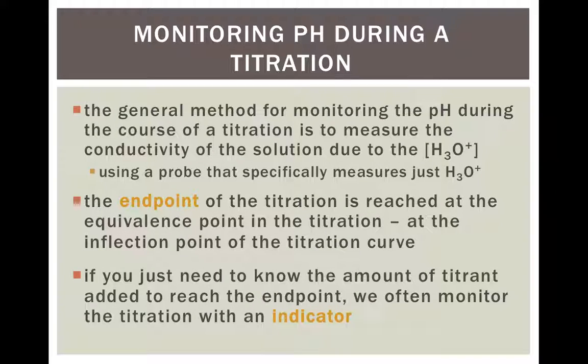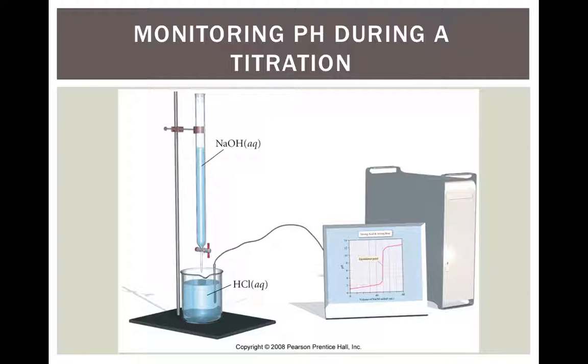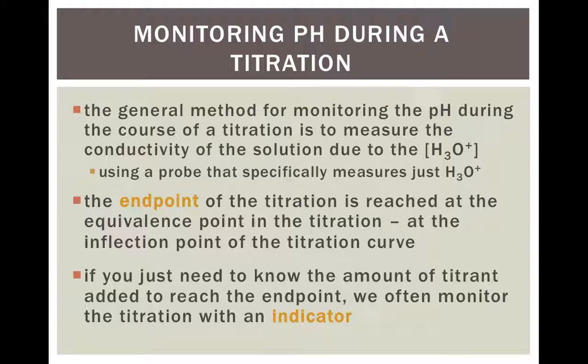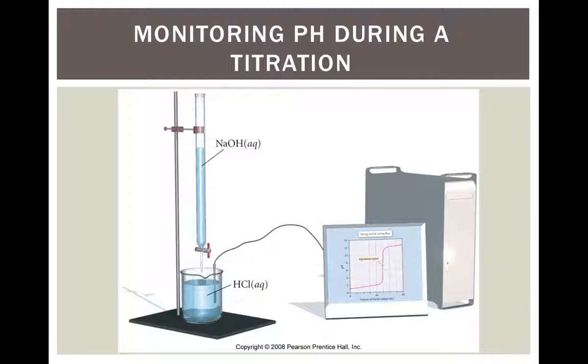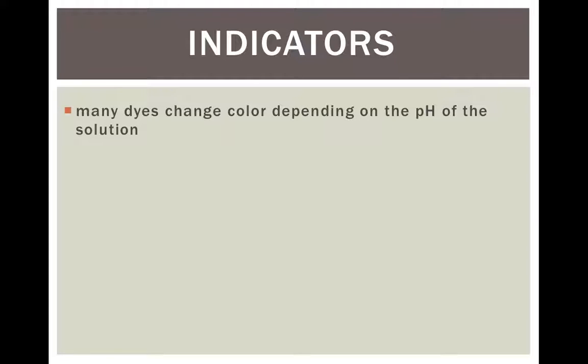The general method for monitoring pH during a titration is to measure the conductivity of the solution. The endpoint is reached when the equivalence point of the titration is at the inflection point. We can also use an indicator to do this, so this is the conductivity measuring versus indicators, or when the color changes. I would say conductivity measuring is a little bit easier, in that you would use a computer, and that would help you be very specific, whereas with an indicator you have to use your judgment and color judgment, so it makes it a little bit more difficult.